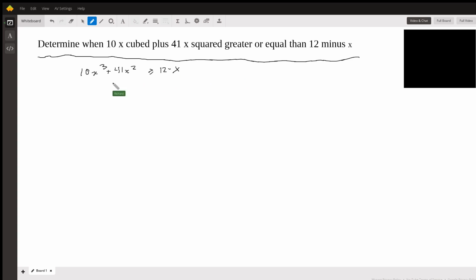So you just bring everything over. So 10x cubed plus 41x squared, plus x, minus 12 is greater than or equal to 0. So we just want to find all the zeros.